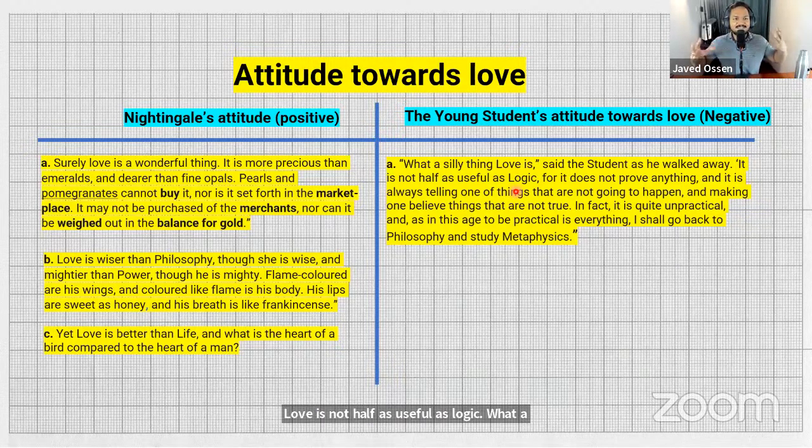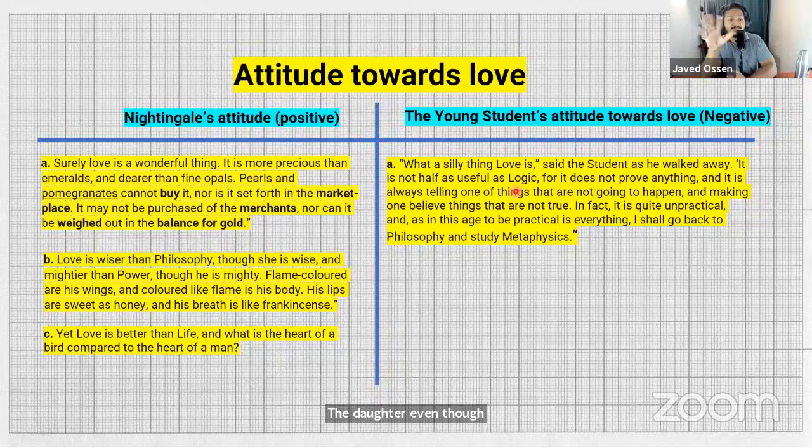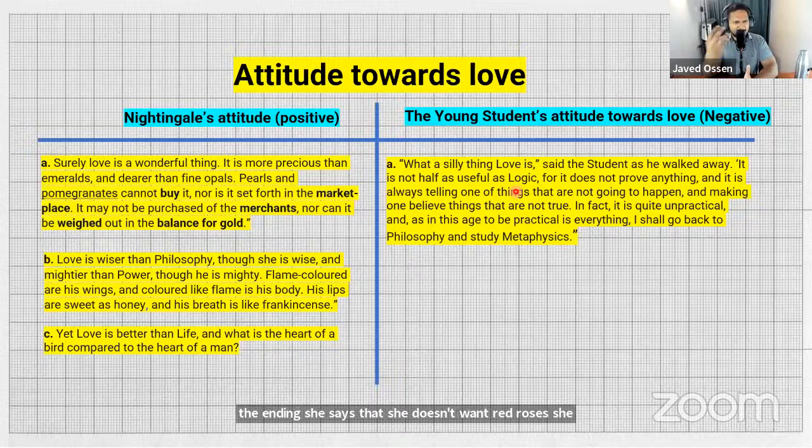In the ending of The Nightingale and the Rose, who gives the young student the boot? The professor's daughter. Even though he gives her the red rose, in the ending she says that she doesn't want red roses. She wants jewels from the Chamberlain's nephew. So she's a hypocrite, right? You're right, Arunya. She is a hypocrite.